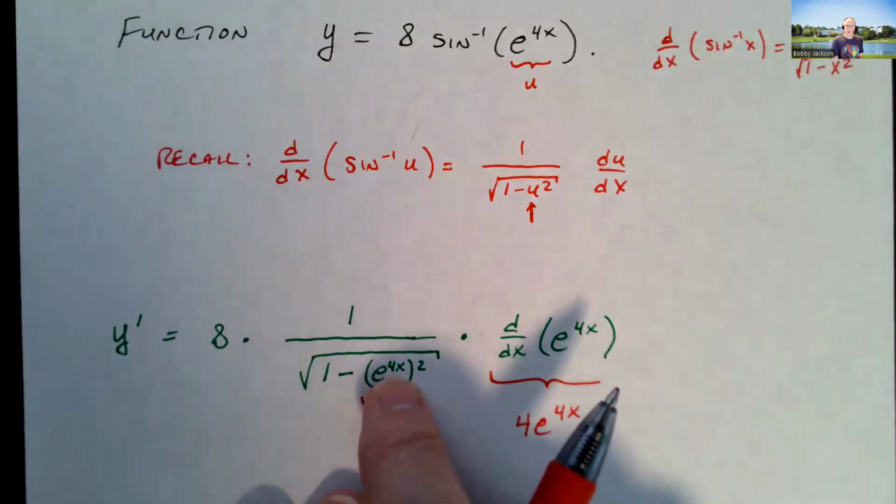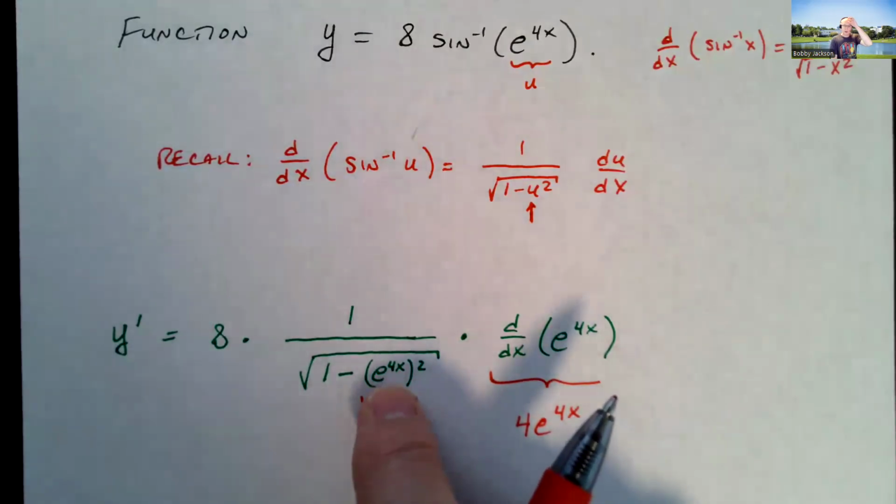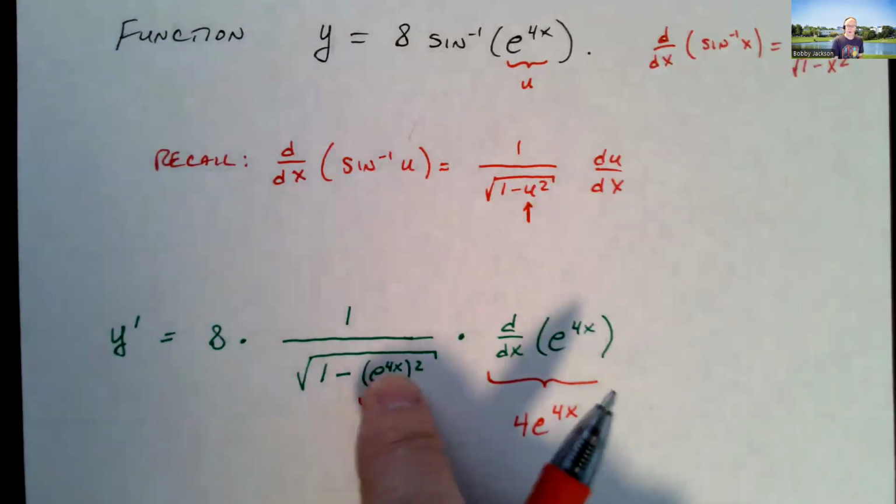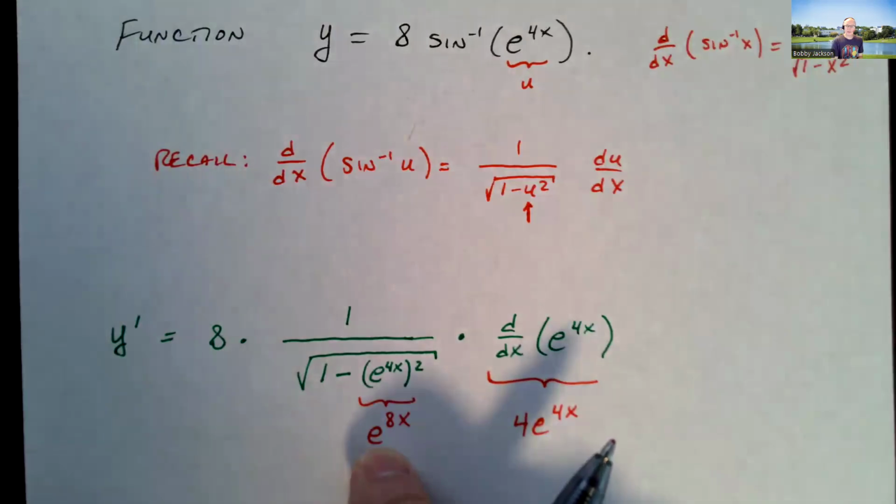How do I square this out? What do I do with these exponents, 4x and the 2? Remember what we do when we raise an exponential expression to another exponent, we multiply the exponents. So 4x times 2 gives me 8x.